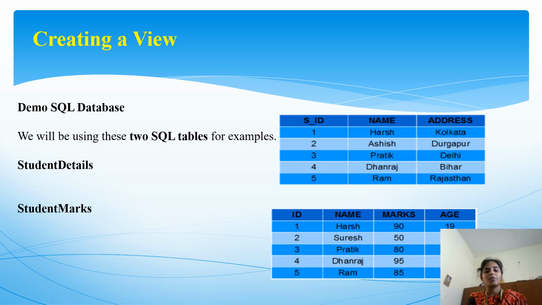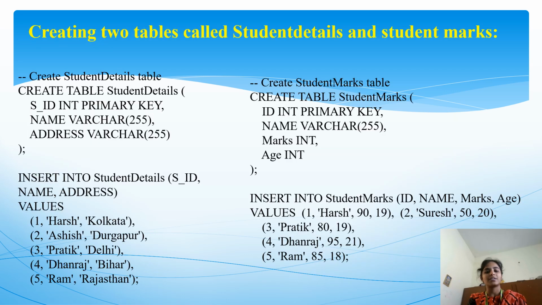Creating a view. Before creating a view, we have to create tables. Let's create two tables for creating a view, called student details and student marks. These are the structures of the two tables, and let us go to the syntax of creating tables and how to insert rows into the table. So these are the two tables, student details and student marks.